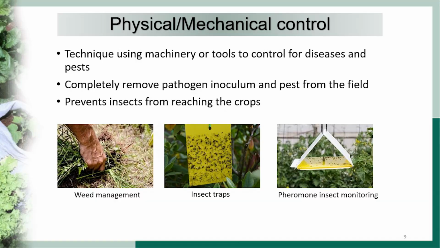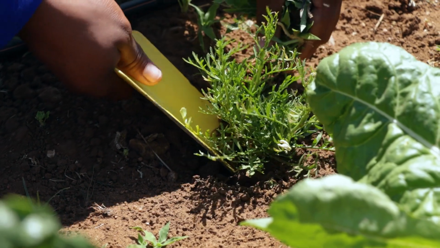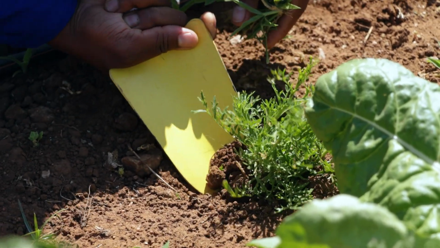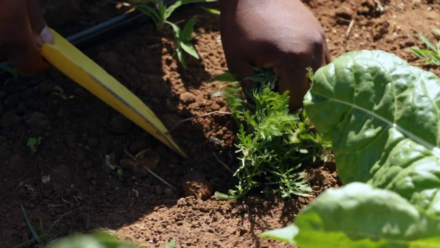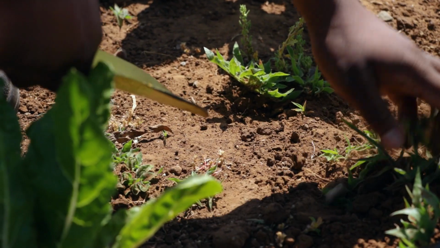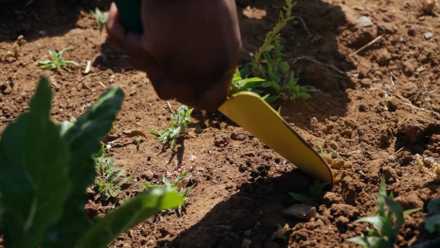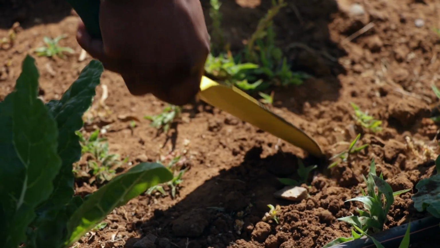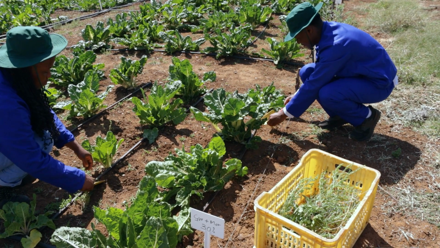So with mechanical methods or physical methods, the one that you can do is weeding. If you see any weeds within your field, it is important for you to take them out as soon as possible because some pests and diseases occur on the weeds and then eventually will move to your crop of interest. So that's one way you can do it.